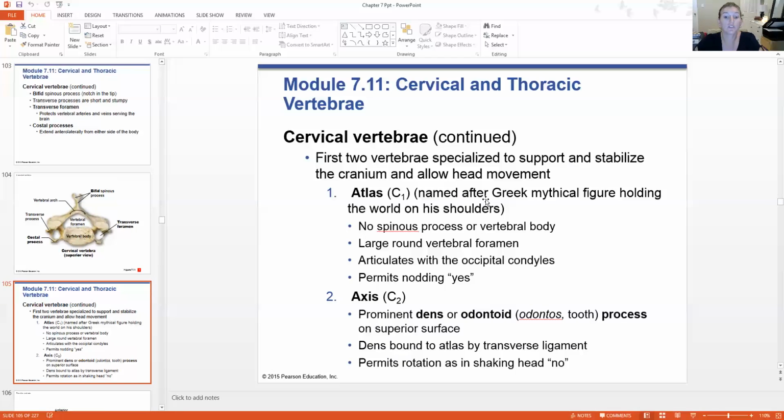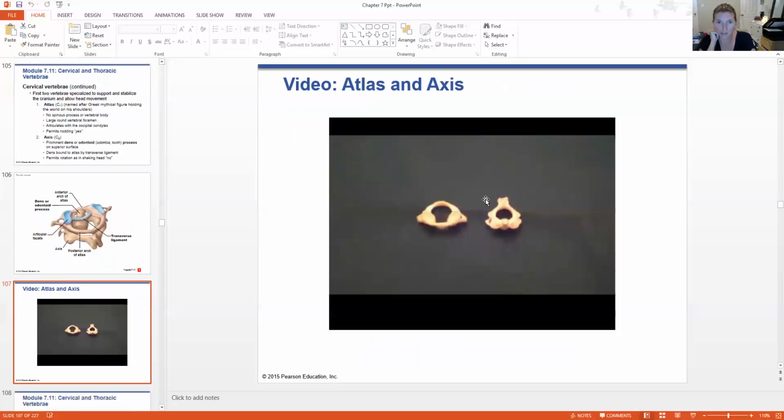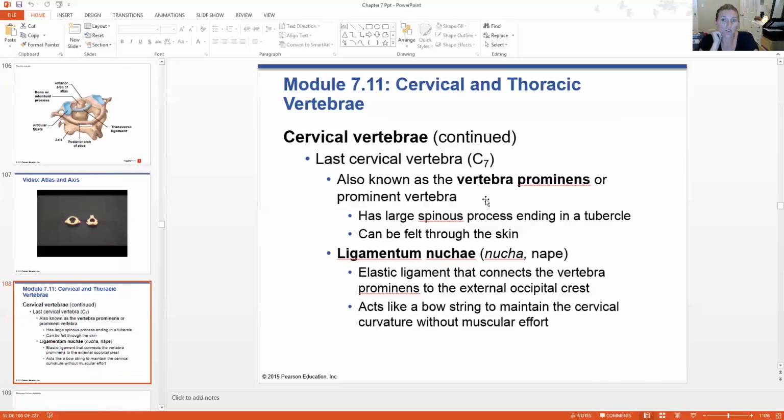The axis is C2. It has a little dens or odontoid process, which articulates around that axis, and this is allowing for that no motion, that rotation of the head. There you see the 2 articulated together, with a special transverse ligament holding them in place. There they are. The last cervical vertebrae is C7.